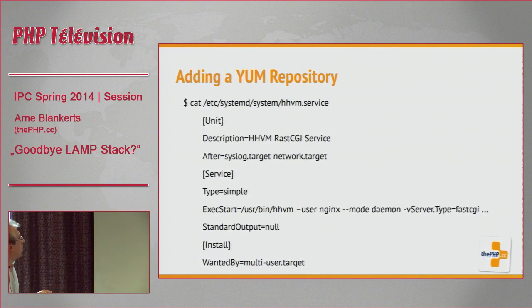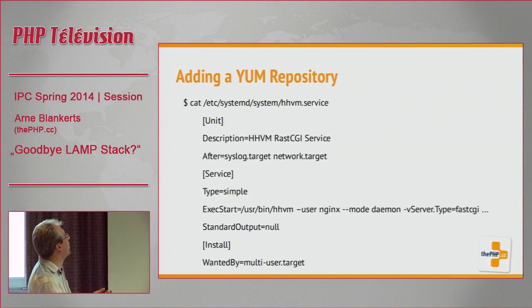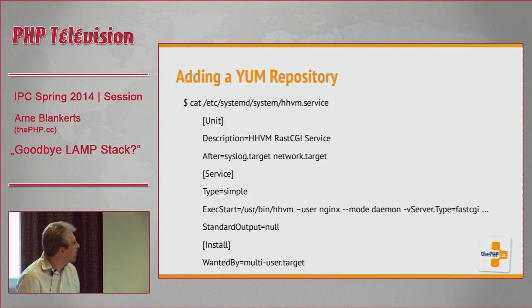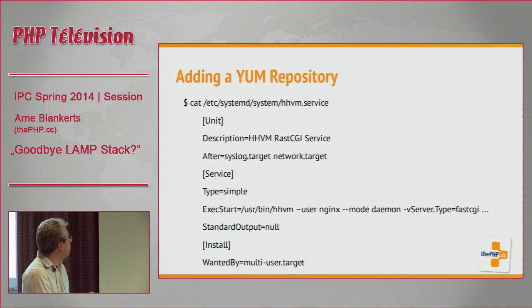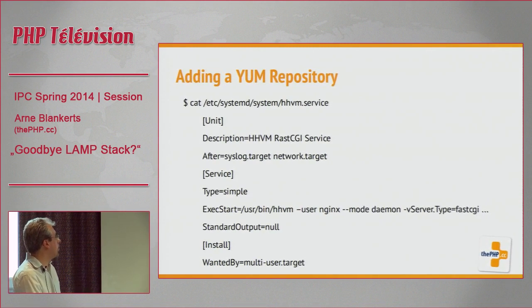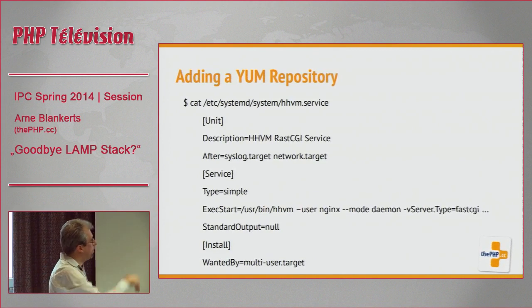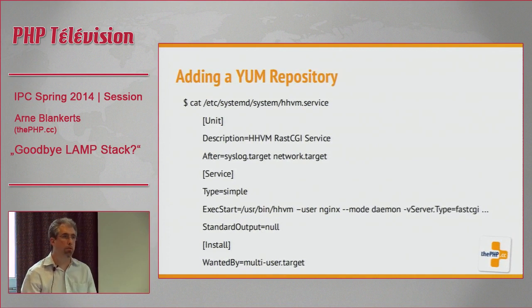So this is the basic configuration. I cannot even type. What did I do? It's a FastCGI, not a RASCGI service. Jeez. OK, so telling it it's a simple service. We want to run this. It's pretty much exactly the same thing that we had before. It's the same thing that you would run on the command line.